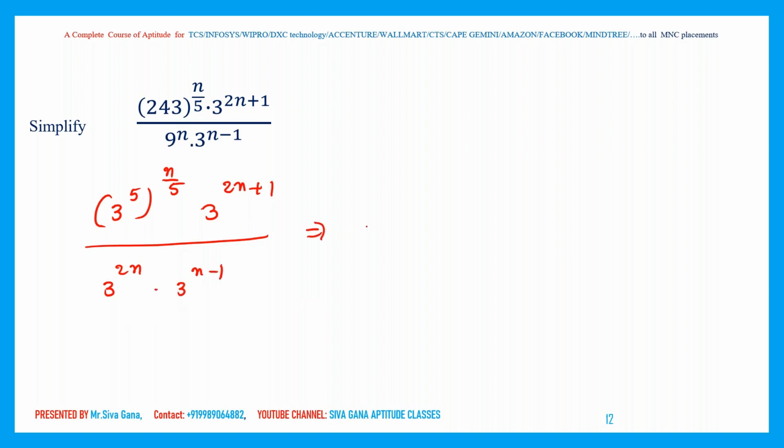Now bringing all together, 3 power 5 into n by 5. That is 3 power 5n by 5 plus 2n plus 1 minus 2n minus n plus 1. We will see. 5 gets cancelled, here n is there. 5n by 5, 5 gets cancelled, we get n. So minus n plus n gets cancelled. Minus 2n plus 2n gets cancelled. 3 power 2, 9 is the simplified value. 9 is the answer for the question.